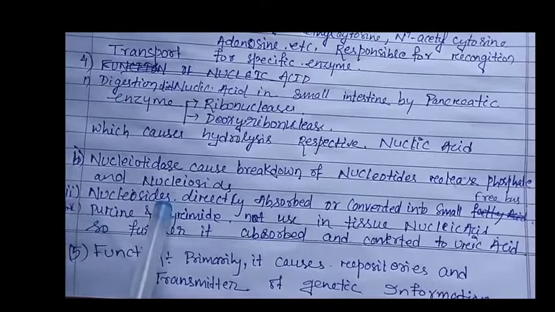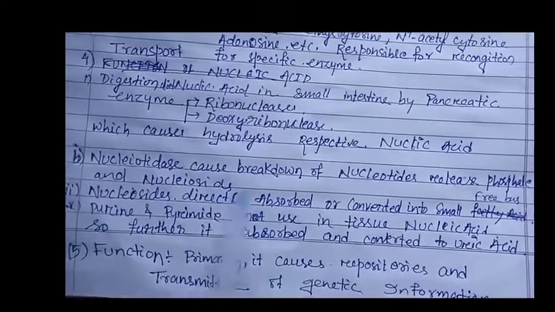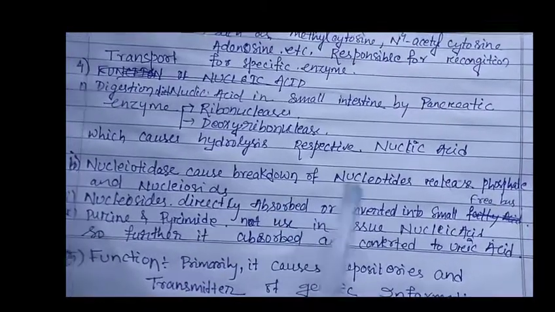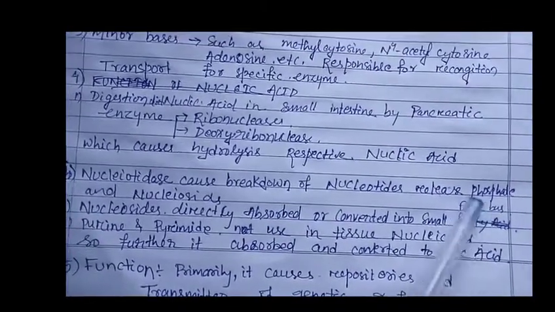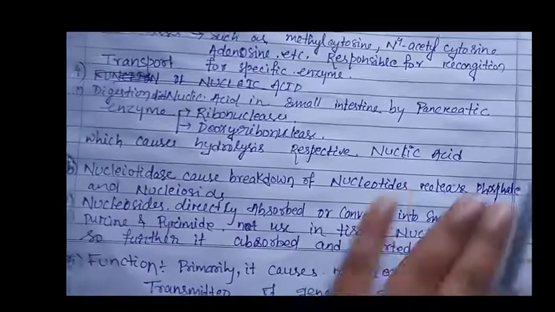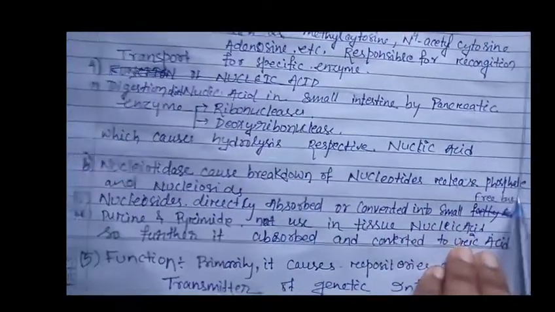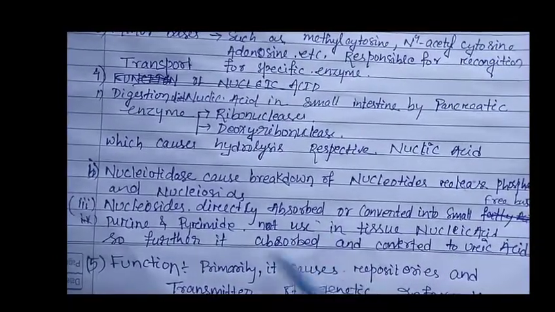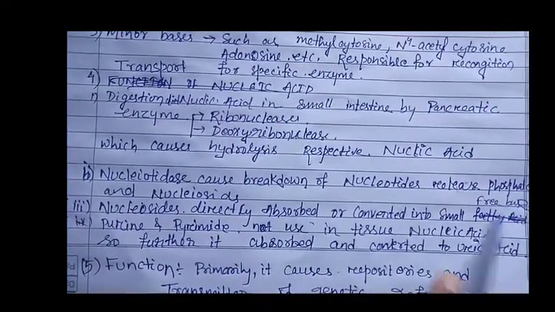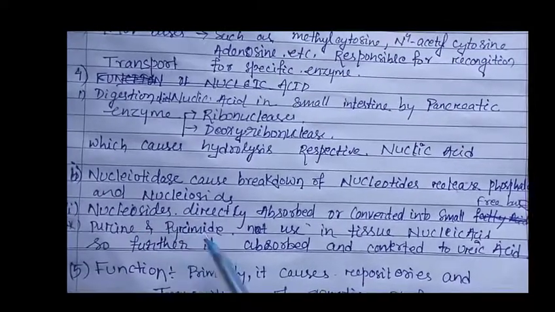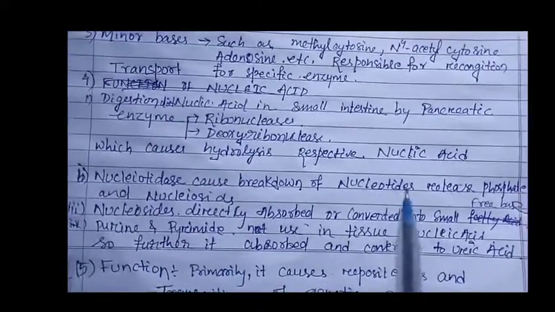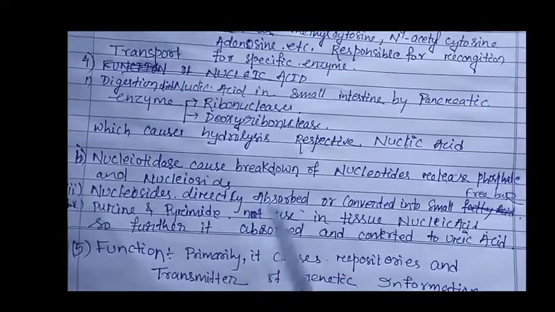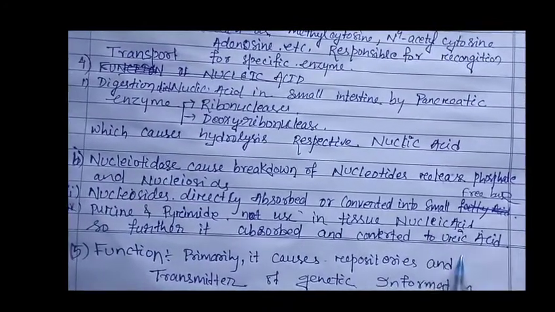Now our nucleoside is formed. How is it digested? It is directly absorbed, or if not absorbed, it is converted into free bases. Then purine and pyrimidine are the free bases. This purine and pyrimidine are not used in tissue nucleic acid formation, so they are finally converted into uric acid.